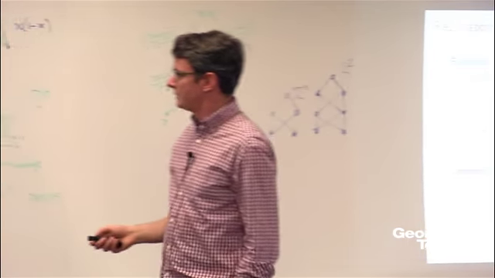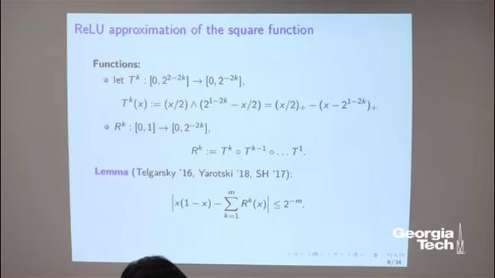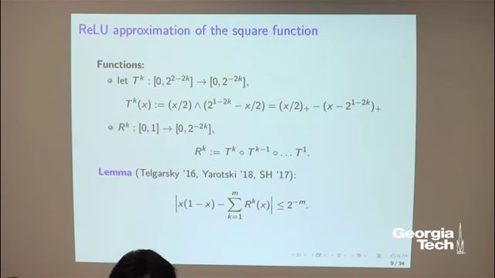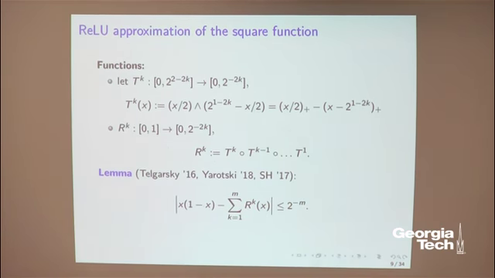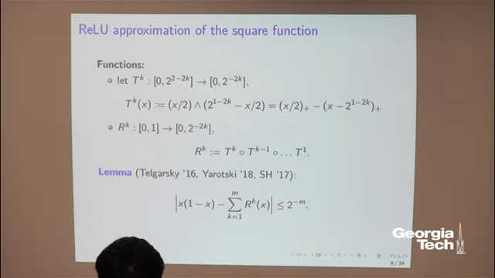Okay, that's essentially the construction, and then you need the width of the network to be of order 3, and the number of layers that you need to build this network is m. Yes, so you need m hidden layers because you need to compute R to the m, which is the most complex object. For that you need m hidden layers, and the approximation quality that you get is 2 to the minus m.